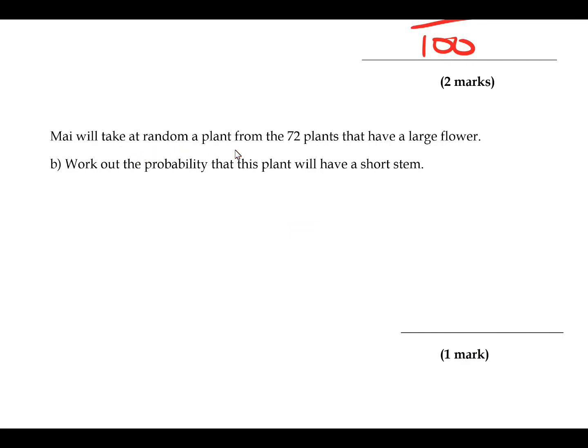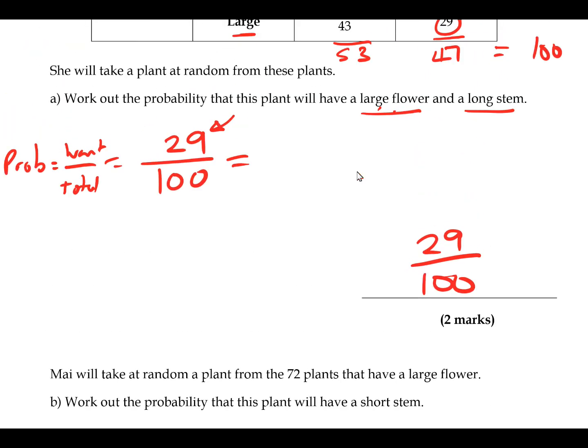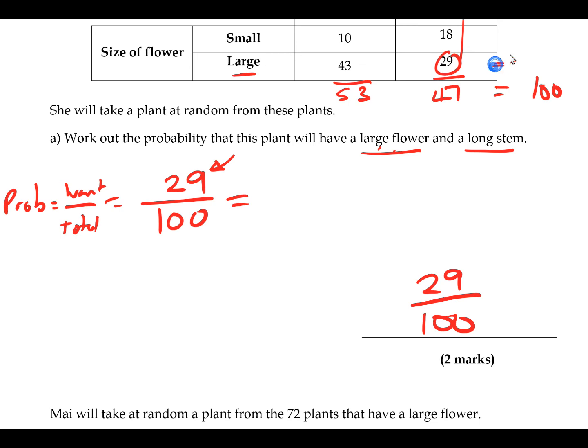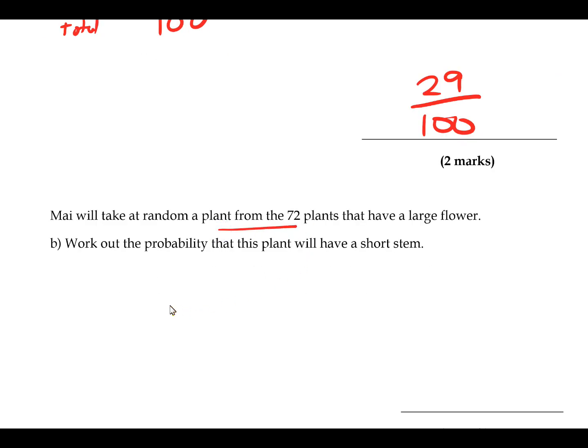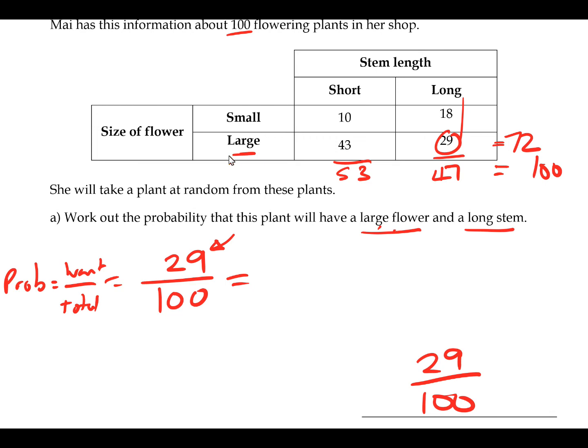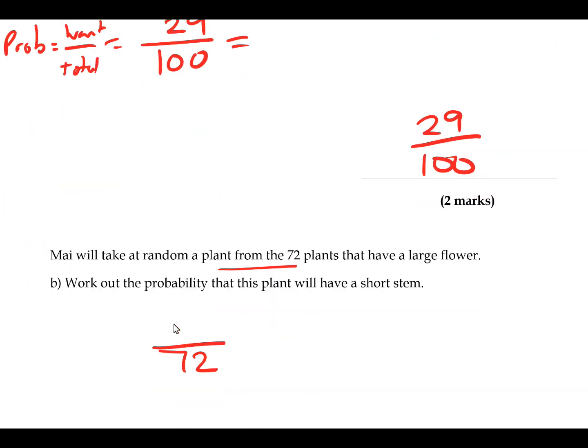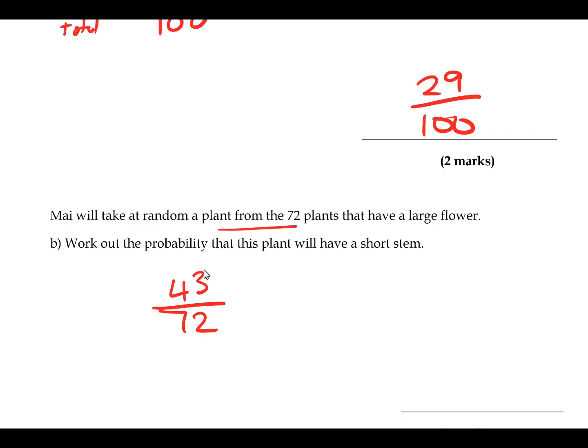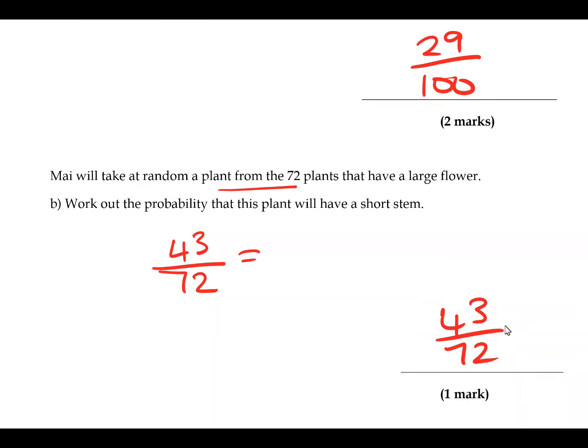Mai will take at random a plant from the 72 plants that have large flowers. What's the probability that this plant will have a short stem? So if we go back to the table, the total for the large flowers is 72. So the total number of plants from the 72 is your total. How many have a short stem? So a short stem, large flower, 43. So the total is 72. What we're interested in is 43. Stick it in your calculator to see if it simplifies. And again, the prime number means it doesn't simplify. So 43 over 72 will get you the 1 mark for that question.